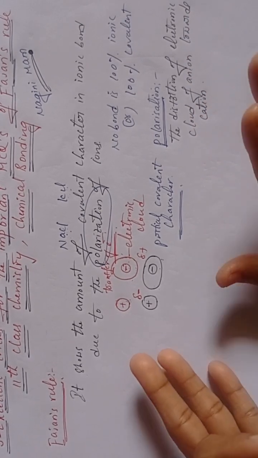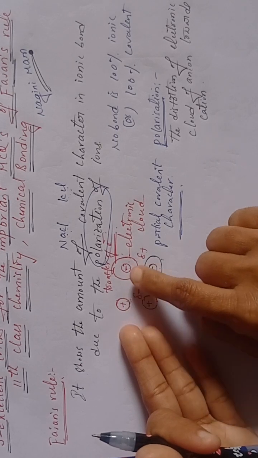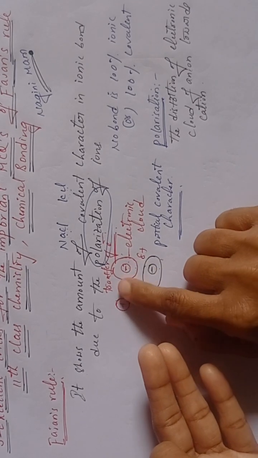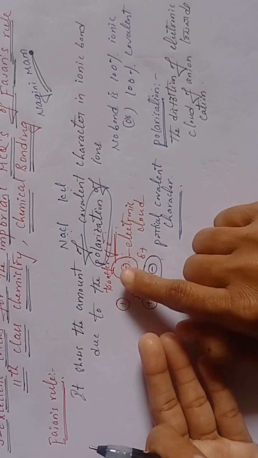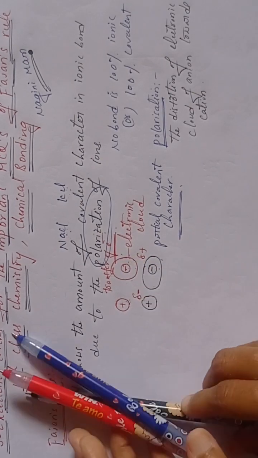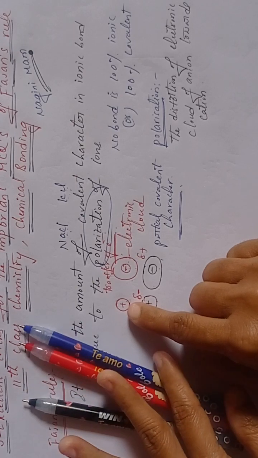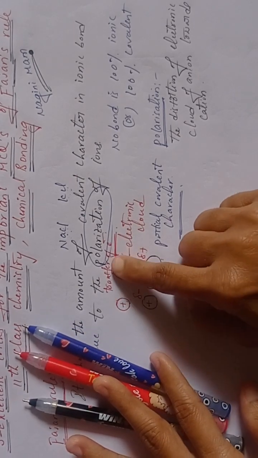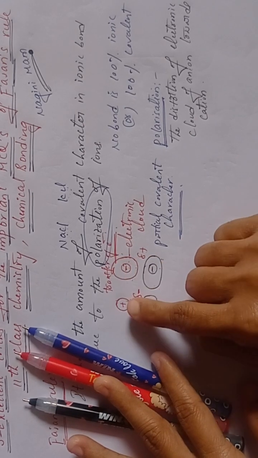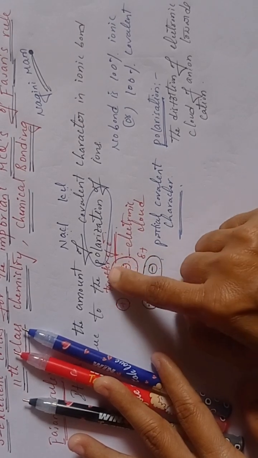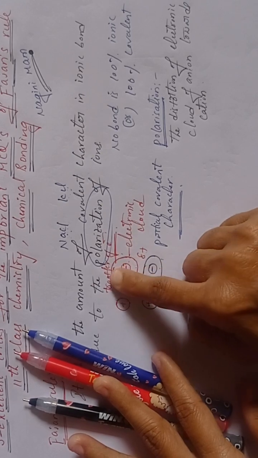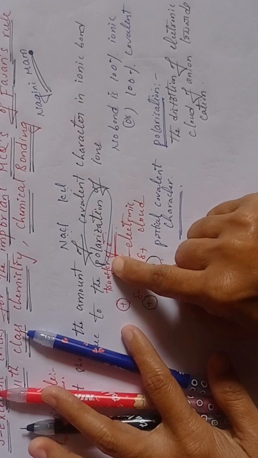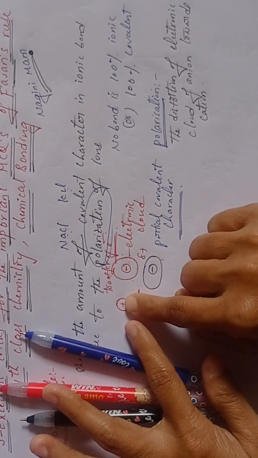Now I am giving the example. This is the cation, this is the anion. Positively charged particle, negatively charged particle. By the transfer of electrons between them, ionic bond is formed. Now this cation has the more effective nuclear charge, so it can attract the electronic cloud of the anion towards its own direction.